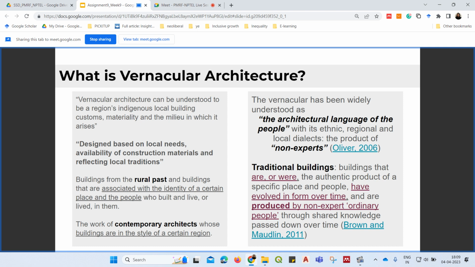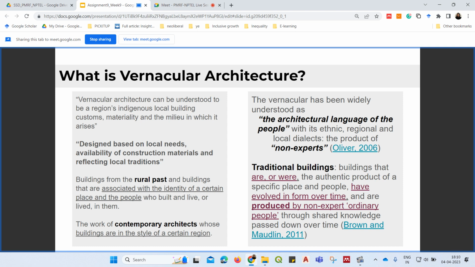So vernacular architecture can be considered to pertain to the buildings from our rural past, and the buildings that are associated with the identity of a certain place, and also to the people who built those structures and who live in them. So it can be associated with traditional buildings that are or were the authentic product of a specific place and belonging to a specific people, and it might have evolved in form over time, but these are actually produced by non-expert or ordinary people through shared knowledge, which is passed over time from people to people.